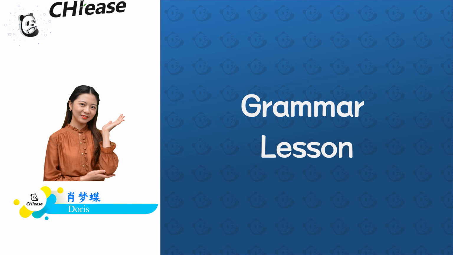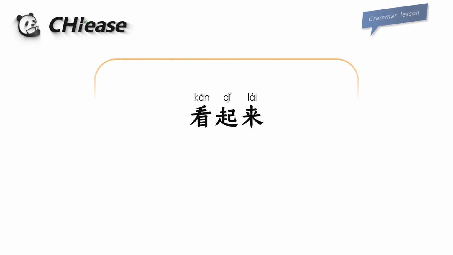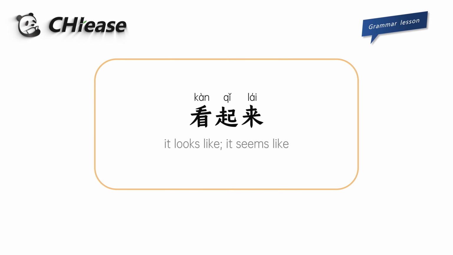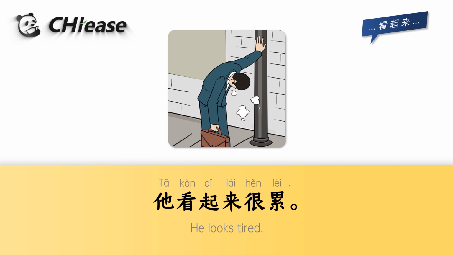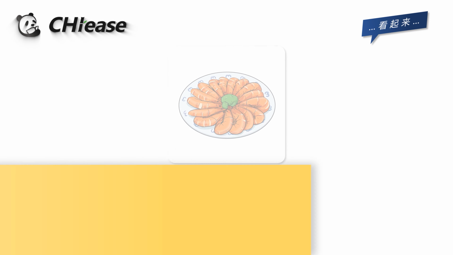This is our grammar lesson. Today we're gonna learn this word, 看起来. It means it looks like, it seems like. For example, 他看起来很累. He looks tired. 累 means tired. Look at this one.